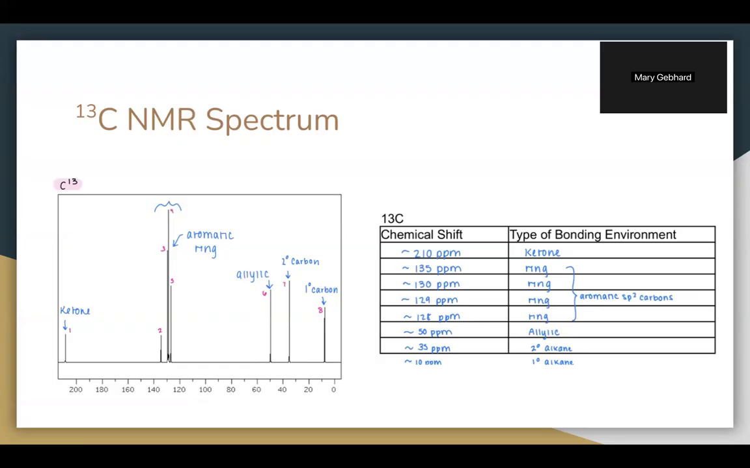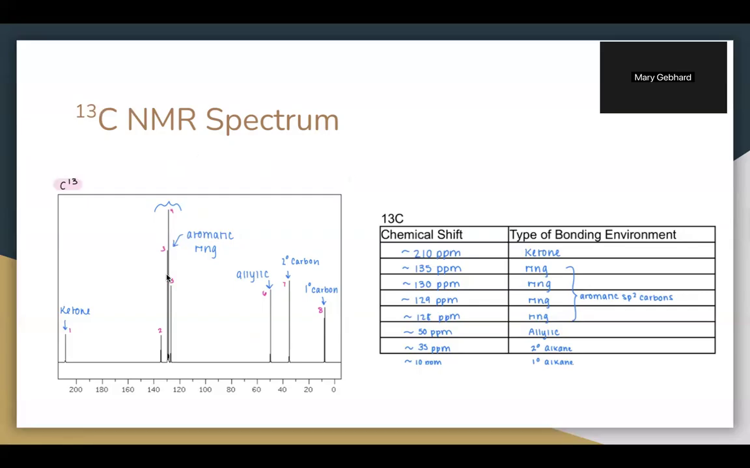So I first began by identifying a ketone carbon, and that occurred at 210 ppm. And this is a very easy to identify carbon because it appears the furthest downfield, due to it being the most deshielded and due to the strong electronegativity of that oxygen atom.